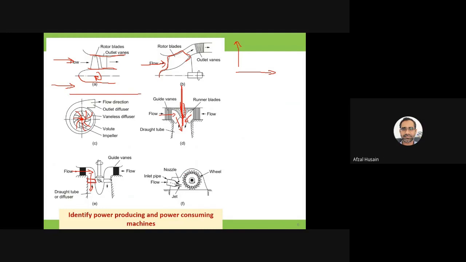Now this is the ring, and on the ring there are blades, the runner. The fluid is coming from this nozzle and striking the blade like this, and then the blades are moving. So here it is striking tangentially. This is the shaft, and it is rotating, and the fluid is striking the blades tangentially.